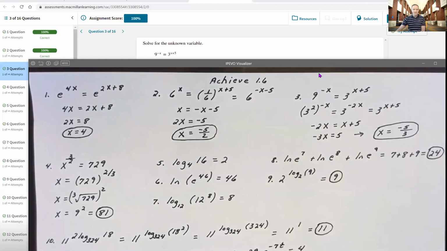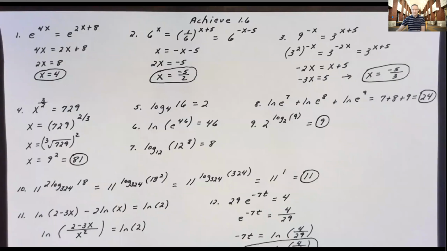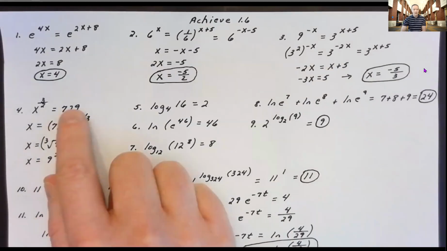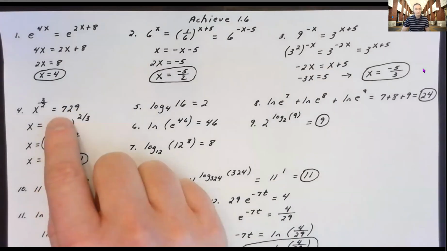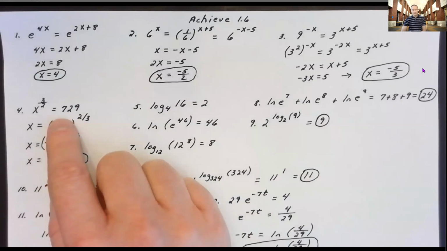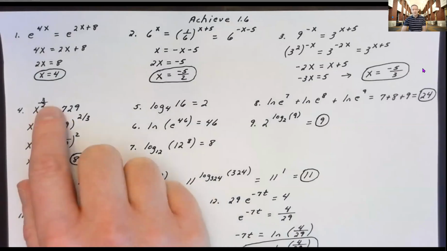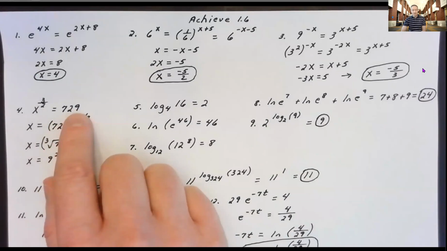5/3. Now, instead of going on to each problem on here, I think I'm just going to maximize the screen to make this appear larger. Your next problem, or my next problem on Achieve, and yours will be similar, was x to the 3 over 2 power is equal to 729.